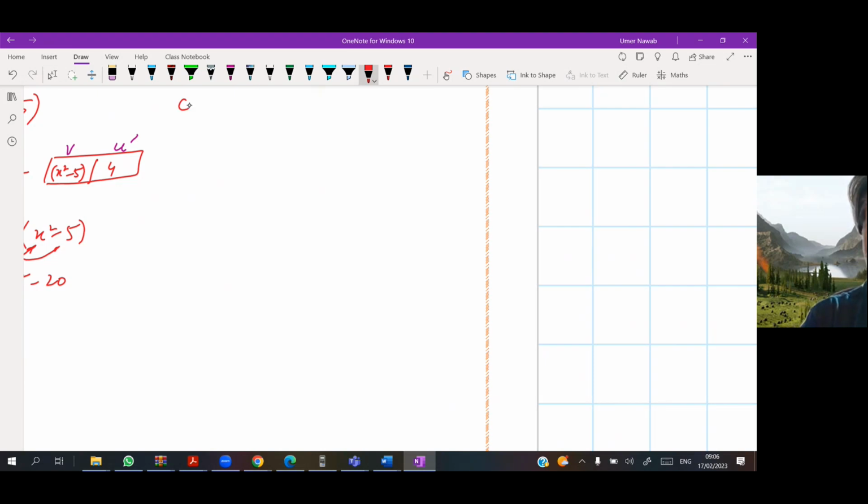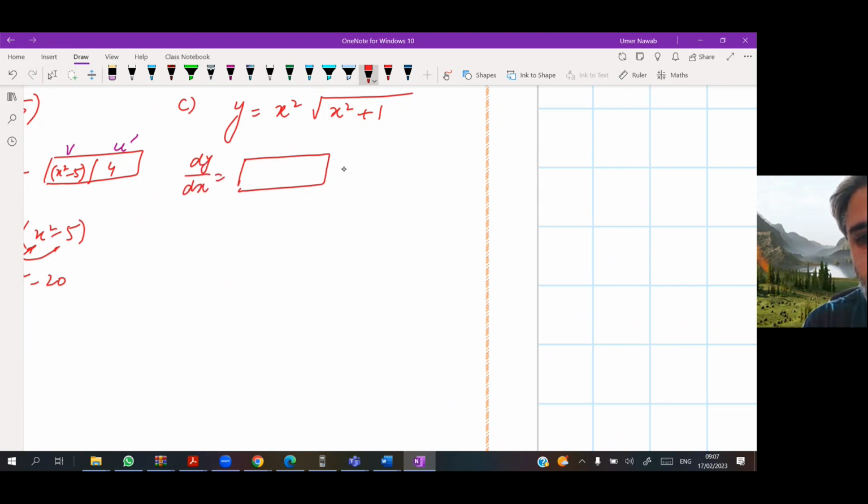Next is the C part. y is equal to x squared times the square root of x squared plus 1. Now I'm doing the differentiation, applying the product rule. Two boxes, split them into two parts. U, V prime, V, U prime. This is U and this is V.